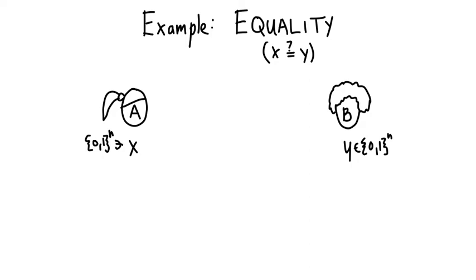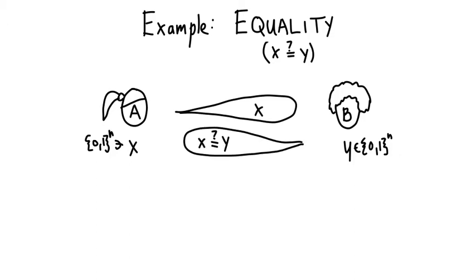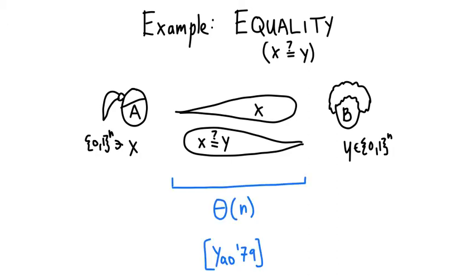An example of a function that we would be interested in computing is the equality function. Alice and Bob want to determine if their two inputs are equal to one another. A trivial protocol for doing this is for Alice to simply send her input x. This works for any function. And Bob can simply respond with whether the two are equal or not. And Yao showed in his original paper that this is in fact optimal.